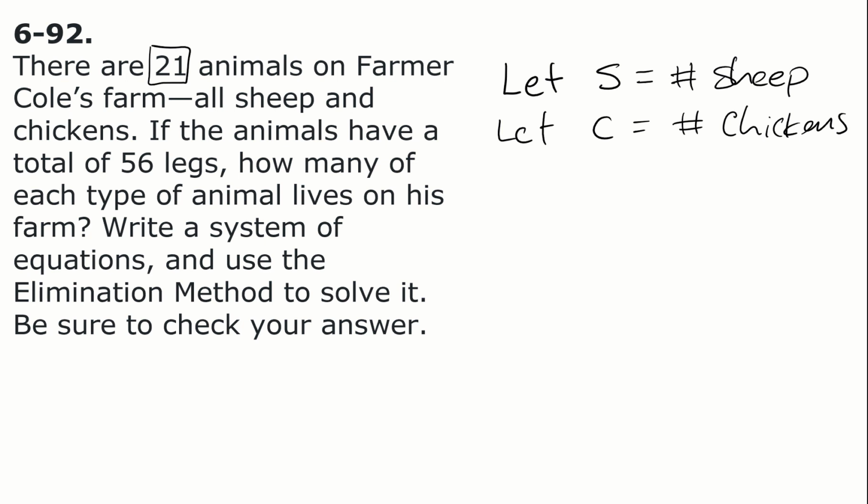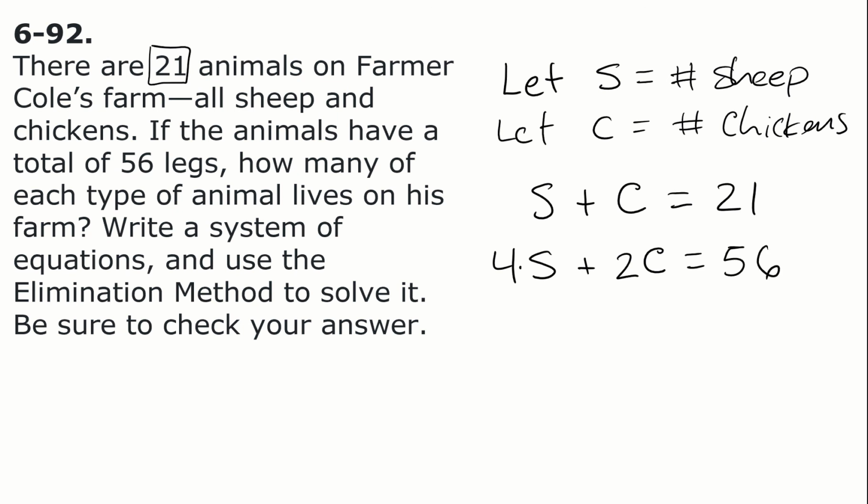So if I add the number of sheep plus the number of chickens, I get that there are 21 animals. And if I make the assumptions I spoke about their legs, the sheep each have 4 legs, so 4 legs per sheep. So if I've got 2 sheep, that's 8 legs from sheep. And the chickens each have 2 legs. So if I have 12 chickens, for example, that's 24 legs from chickens. Turns out when I add those up, I get a total of 56 legs from the farm animals.